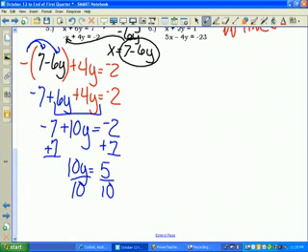And I have to divide by 10 on both sides. And y is not equal to 2. I know you're thinking that. It's 5 divided by 10, not 10 divided by 5. 5 divided by 10, that will give you an answer of 1/2 or 0.5.